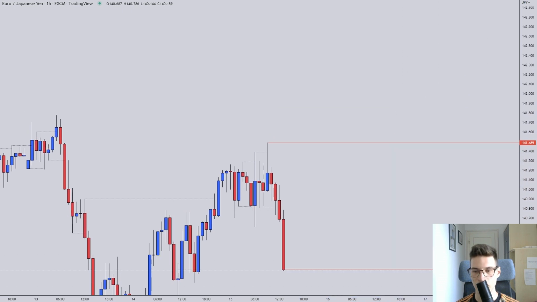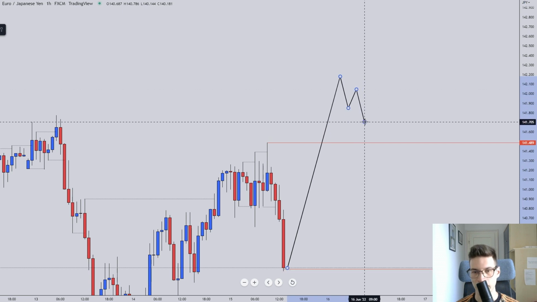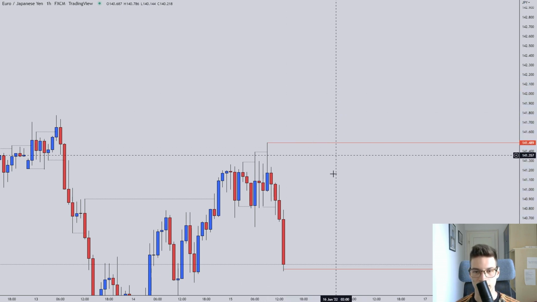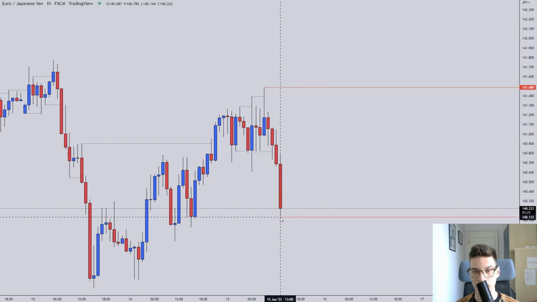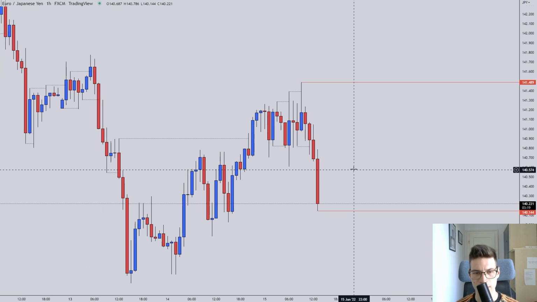Another possibility is we can get a huge impulse up and then look for a flag, but that is not really a high probability. That I think will not occur, but still, forecasting it, we need to forecast every single possible move. And yeah, so currently this is not looking that good.